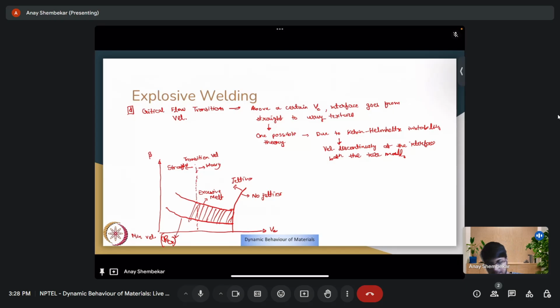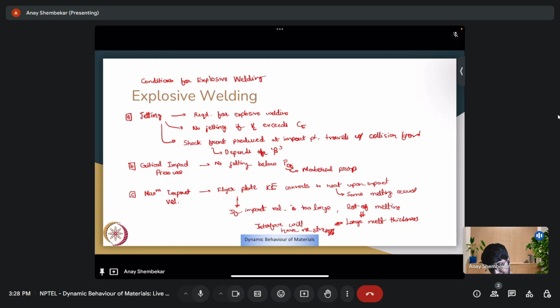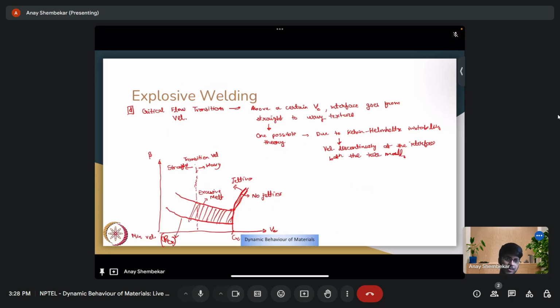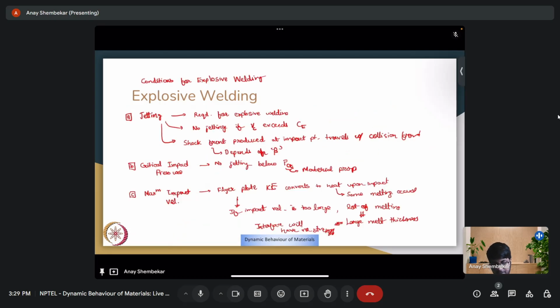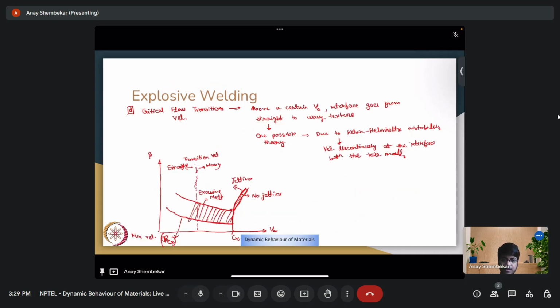So the straight dotted line is your fourth factor, which is the critical flow transition velocity. The right hand side line is your velocity for jetting. So under that velocity you'll have jetting. Then you have critical impact pressure that is generated due to your impact velocity. Again, that plays a lower bound. Without that, you will not have any jetting. And finally, you have a maximum impact velocity above which you will see melting, which is the excessive melt. So that shaded region is basically the zone of welding. So this is the welding range.